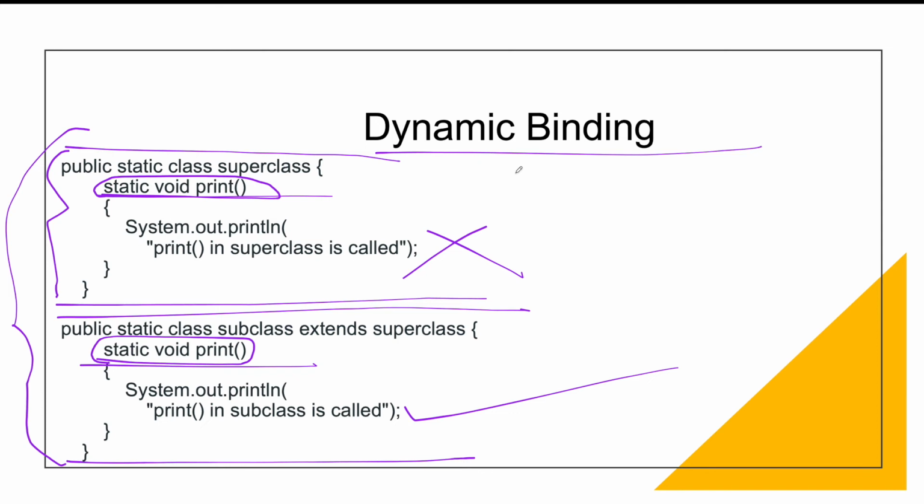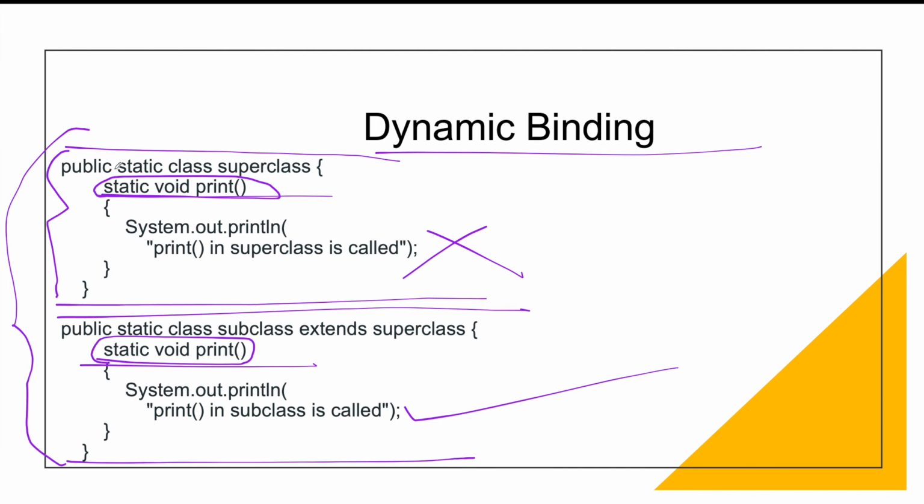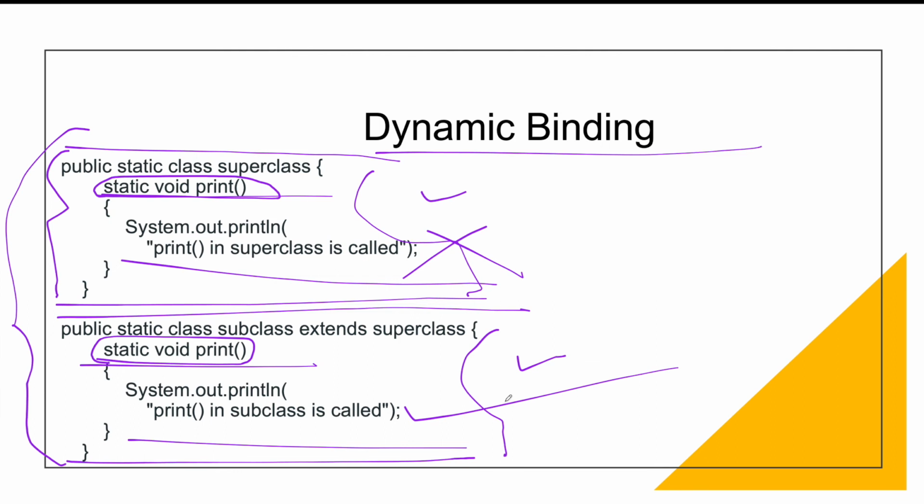At compile time it does not know which method will be used, meaning which method is going to override at the time of execution. Only at runtime will it come to know that this method will be overridden. Just look at this. Dynamic binding means that the compiler does not know which method implementation will be selected. At compile time these are the individual methods, but at runtime this method will be overridden by this method. So the output will be this.